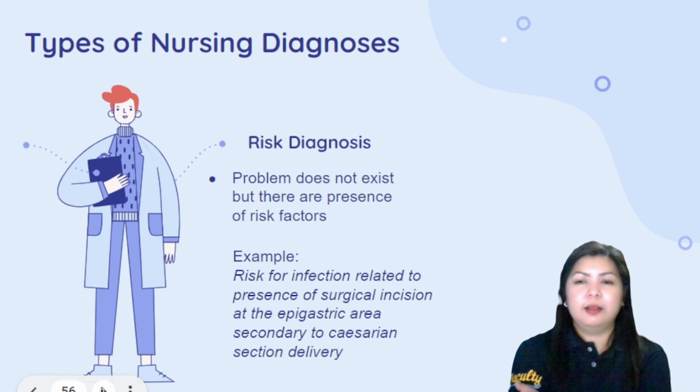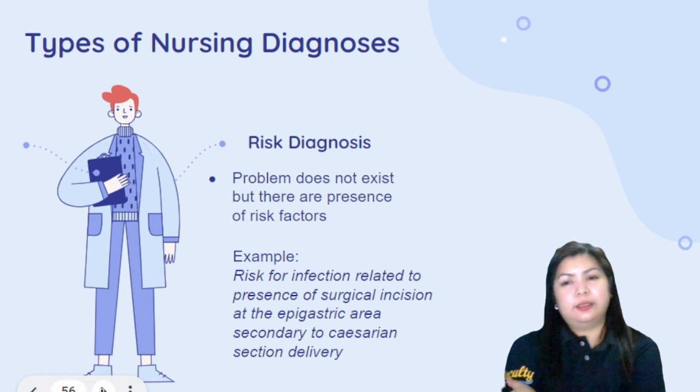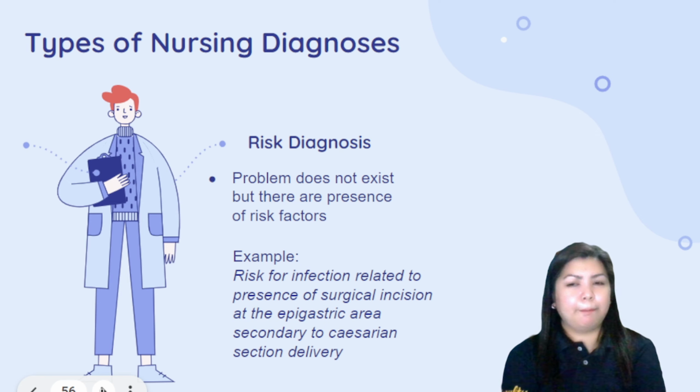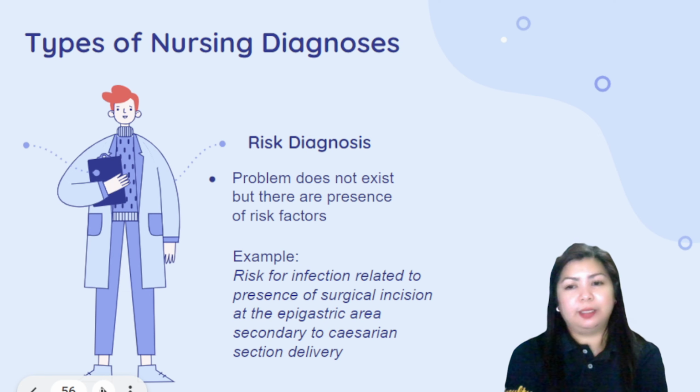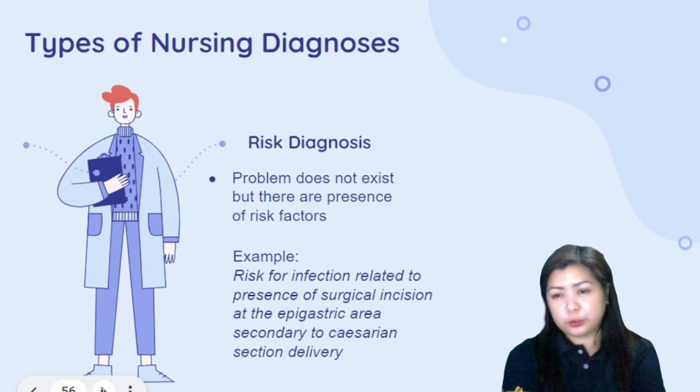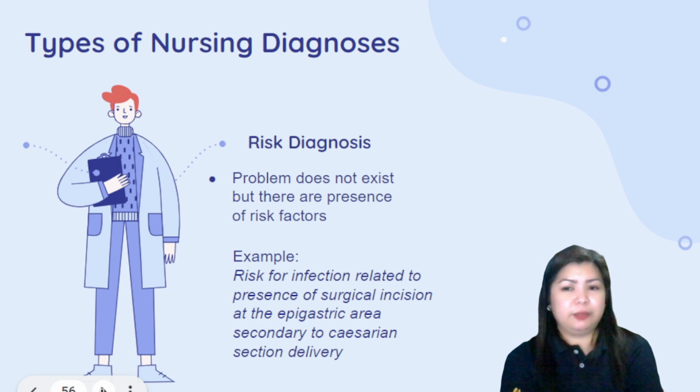Next, you have risk diagnosis. Here, the problem does not yet exist, but there are risk factors making a patient or a client prone to have a certain nursing problem. Example, risk for infection related to... what is the source of the risk? The presence of a surgical incision, because there is already a break in the continuity of the skin.